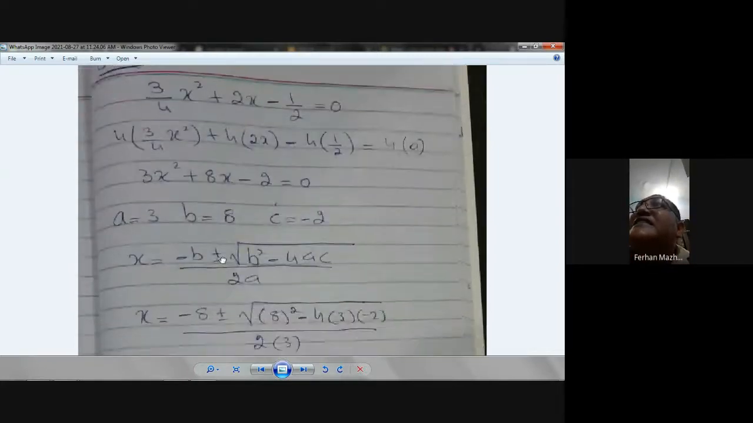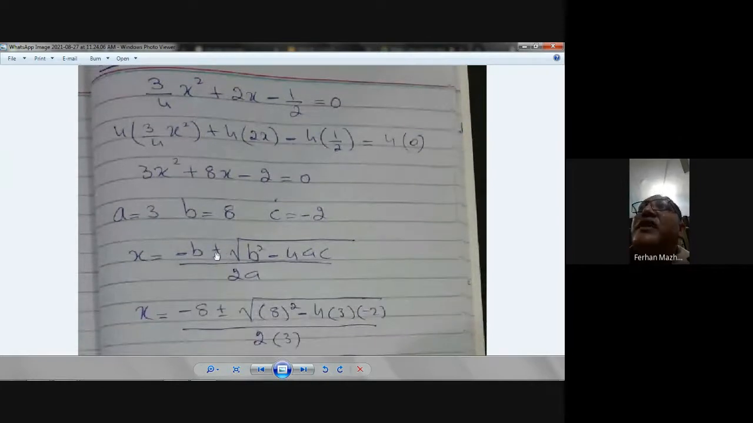Now this is in the standard quadratic form. It is 3x squared plus 8x minus 2 equals to 0. The coefficient of x square is called a, that is 3. Coefficient of x is called b, and it is here 8. And the constant term is called c, which is minus 2 here. So I will apply the quadratic formula, minus b plus minus under root b square minus 4ac divided by 2a.